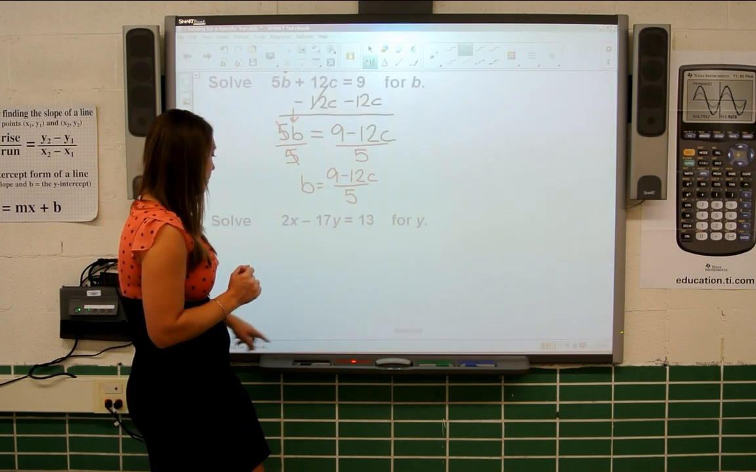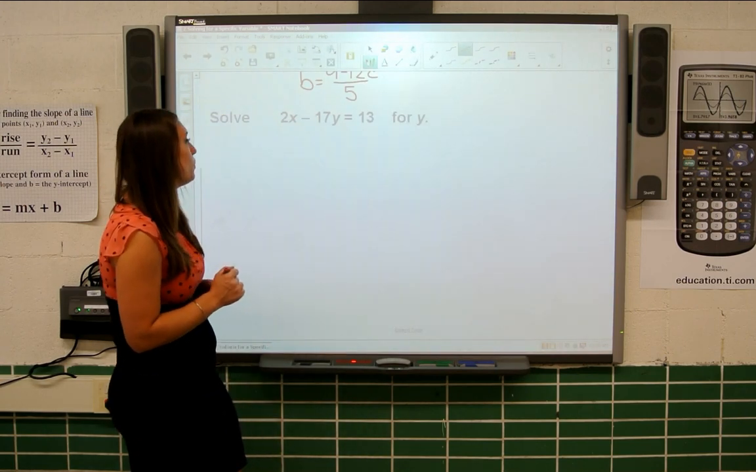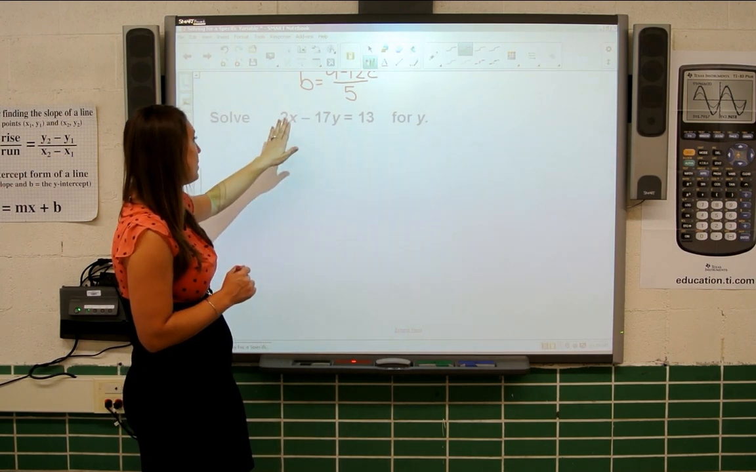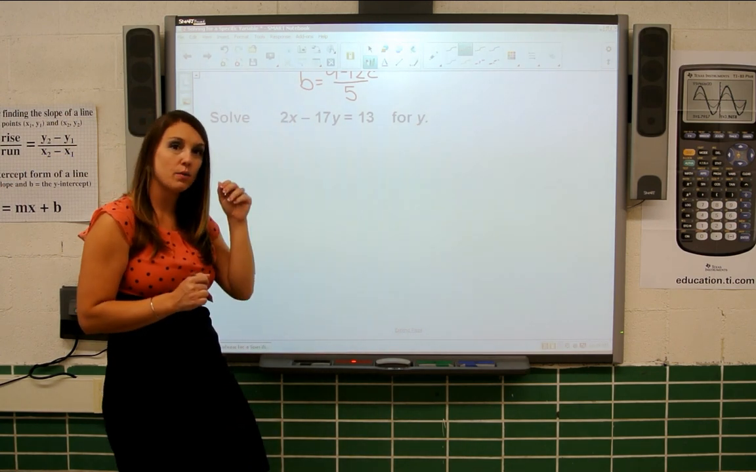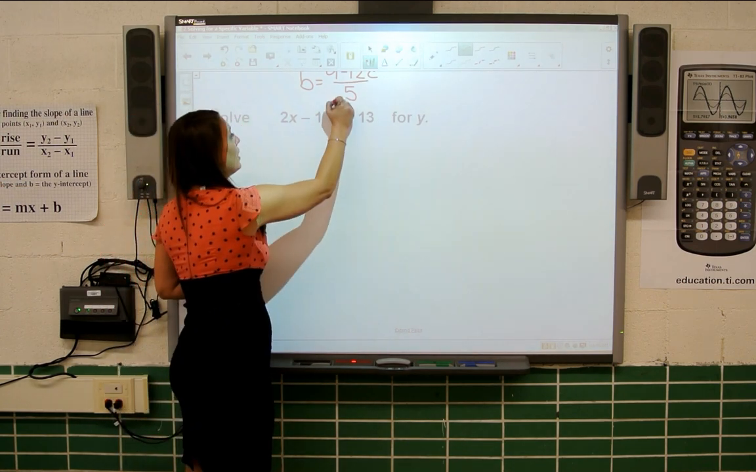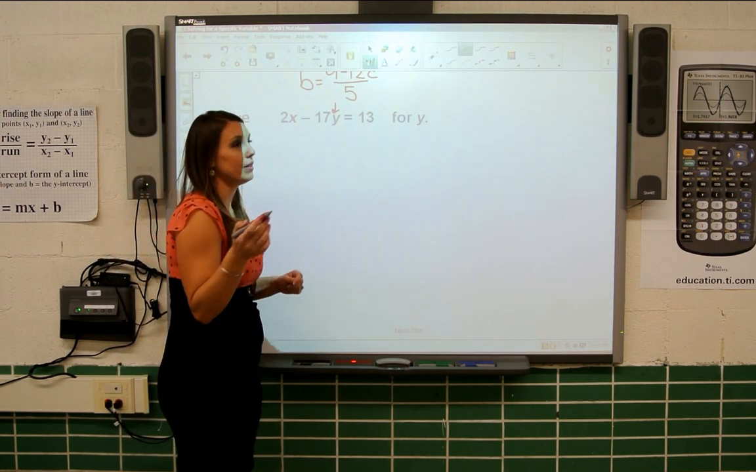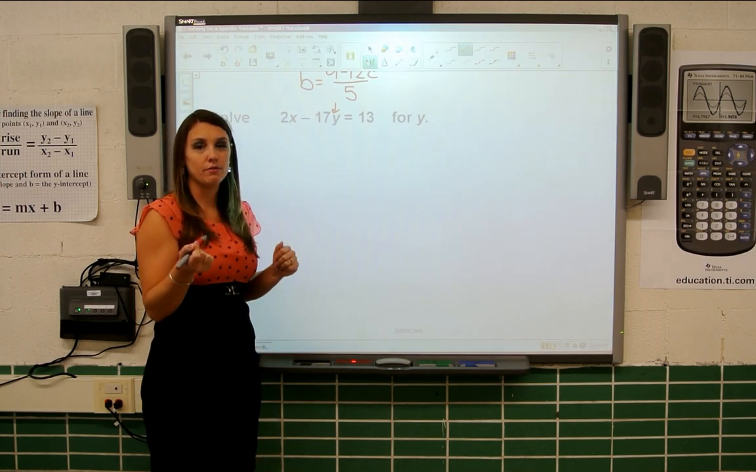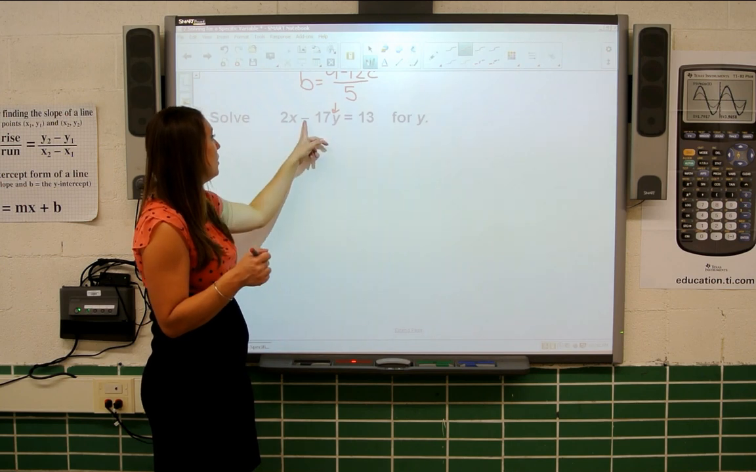Okay. Going on to this next one, we're solving it for y. Okay. So we look at the equation. We have an x and a y. We're going to have an x and a y in our answer. Okay, we just need to isolate the y. So I'm going to go ahead, I'm going to look at the y. I'm going to think, okay, I know I add and subtract first. What am I going to add or subtract away from that y? Okay? This right here, this 2x.